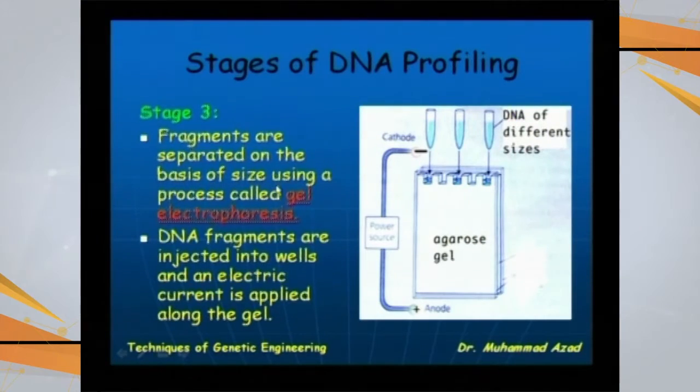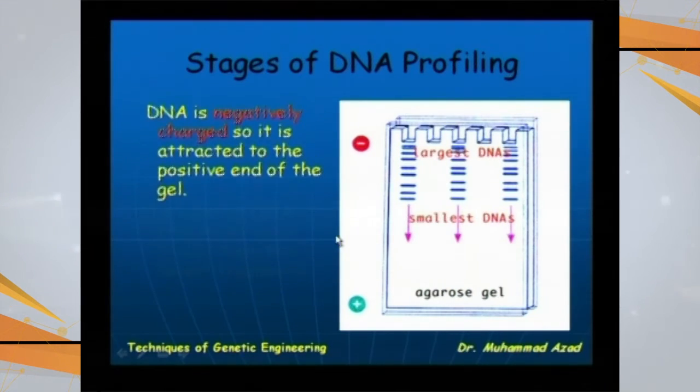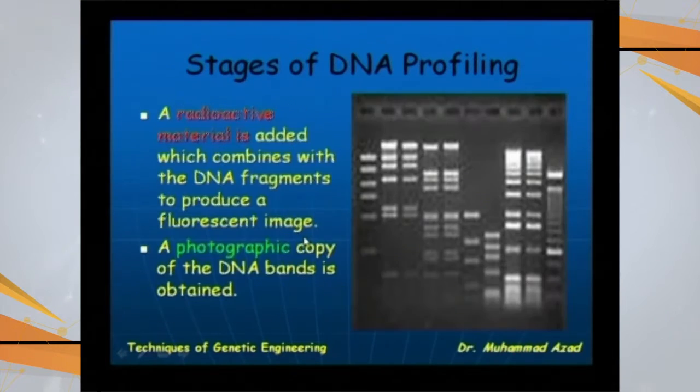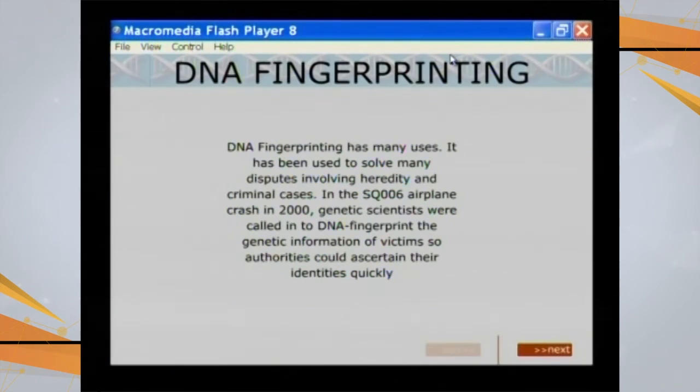Then the fragments are separated on the basis of gel electrophoresis, which we discussed already in detail, and on the basis of their speed we get different patterns from different individuals. A radioactive material is sometimes added which combines with the DNA fragments to produce a fluorescent image. So here are the fluorescent images which are produced, and later a photographic copy of the DNA bands is obtained. The pattern of fragment distribution is then analyzed by experts. Now let us go through all these steps in the form of an animation, with the details of DNA fingerprinting.